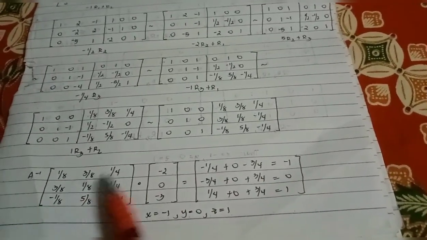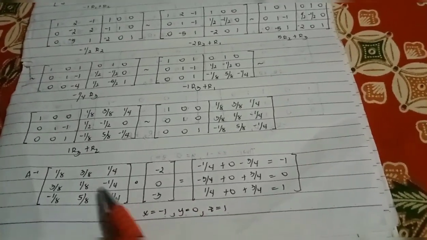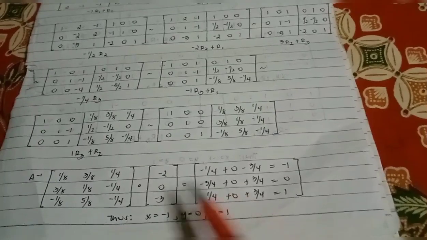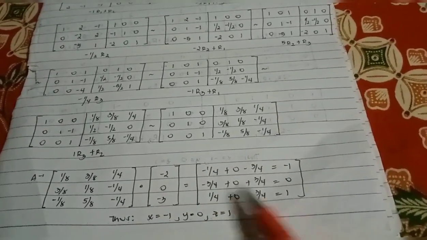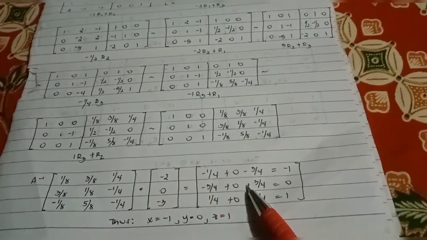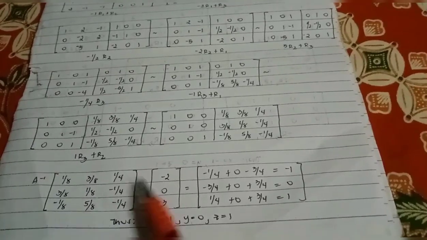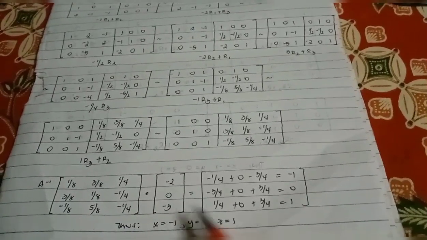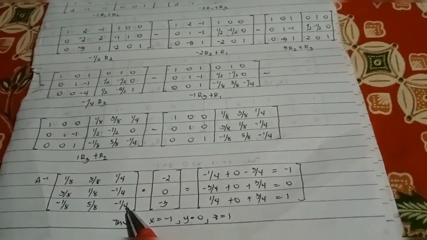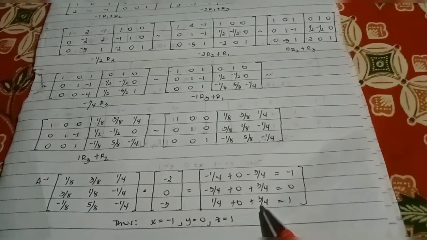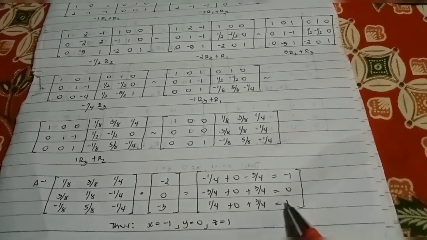3 over 8 times negative 2 is equal to negative 3/4. 1/8 times 0 is equal to 0. Negative 1/4 times negative 3 is equal to 3/4. So negative 3/4 plus 0 plus 3/4 is equal to 0. Negative 1/8 times negative 2 is equal to 1/4. 5 over 8 times 0 is equal to 0. Negative 1/4 times negative 3 is equal to positive 3/4. So 1/4 plus 0 plus 3/4 is equal to 1.